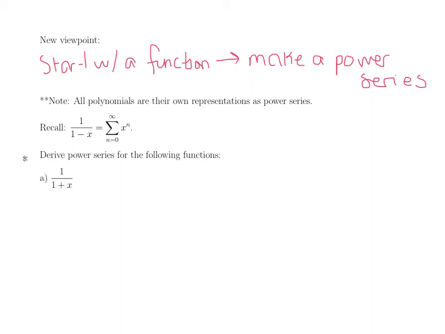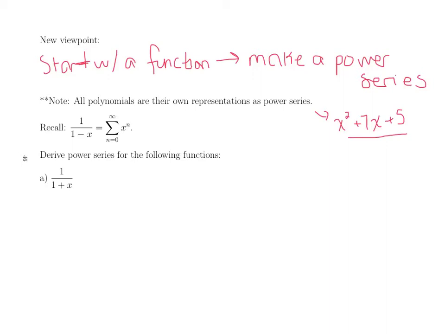One thing to first notice is that all polynomials are their own representations as power series. So if you have a polynomial like x squared plus 7x plus 5, that is itself a power series because it's really a series with an infinite number of zeros added. So you can think of it as a power series for itself. So polynomials are their own power series. So we have a whole class of functions that we already know their power series, and our goal over the next few sections is to find power series representations for other functions.